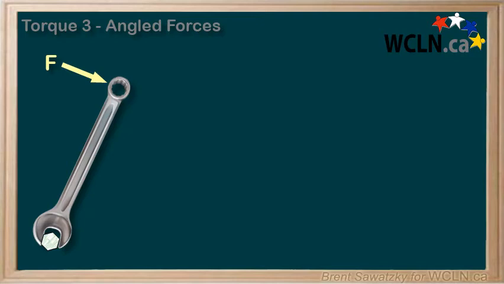In all of our previous torque examples, the forces were always perpendicular to the radius of rotation. Now this is clearly the way to get the most torque out of a given force. That is, the entire force is contributing to the torque. But what if this is not the case? That is, what if the force is at some angle other than 90 degrees?